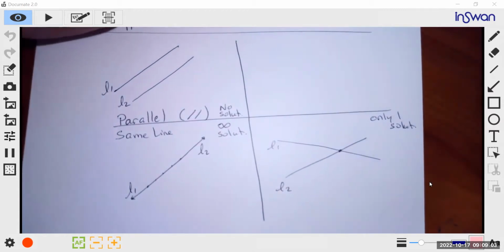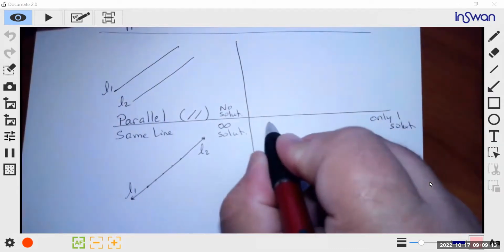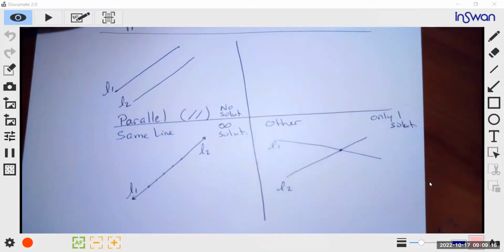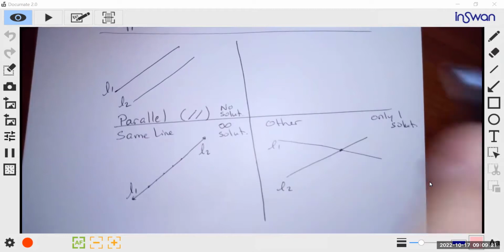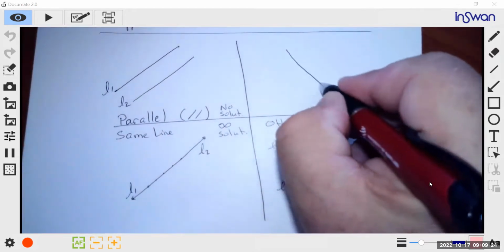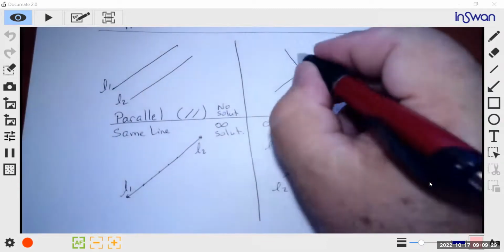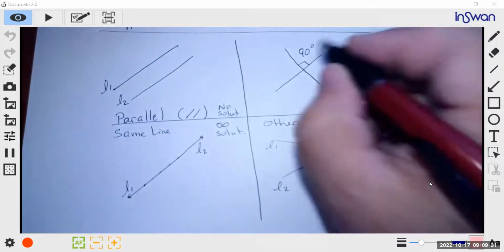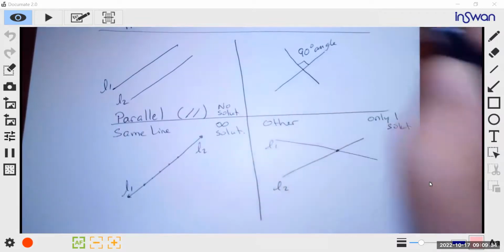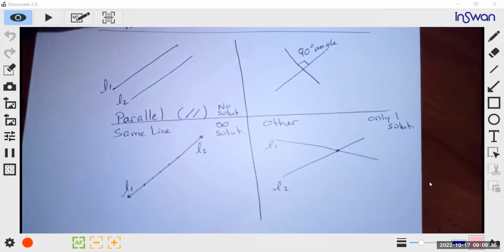You can have two lines just cross somewhere. No special orientation, they just cross. That we call other. And the last one is where the two lines create a 90-degree angle. That's what that little box there means. It means a 90-degree angle.